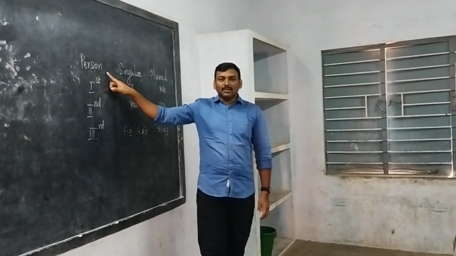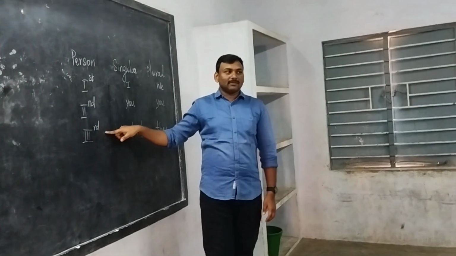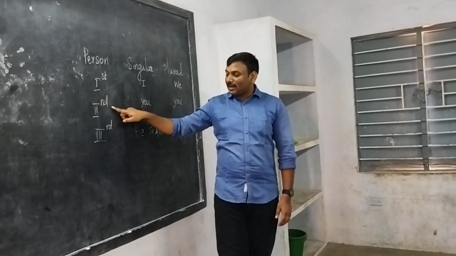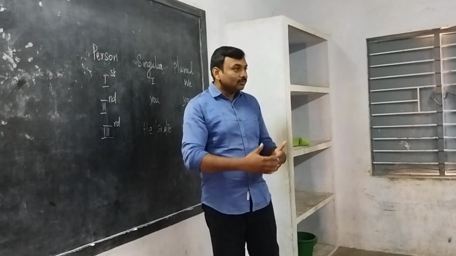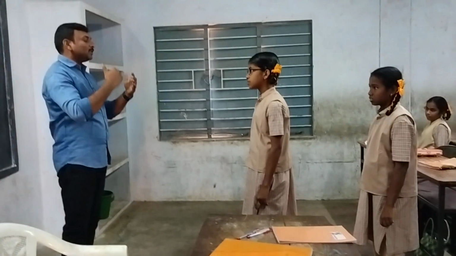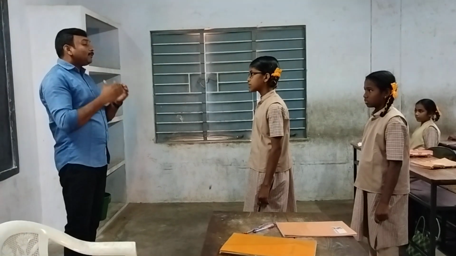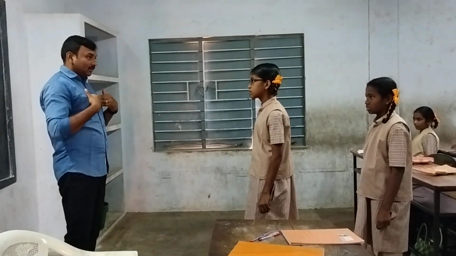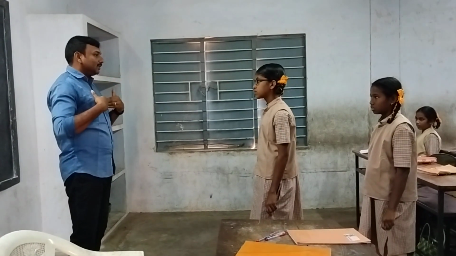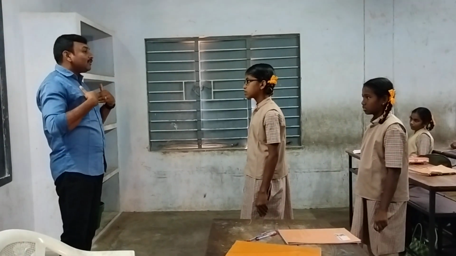In English grammar, there are three persons. First person, second person, third person. Now let me tell you who is first person. The first person is the speaker. I am speaking. So I am the first person. So I call myself as I.